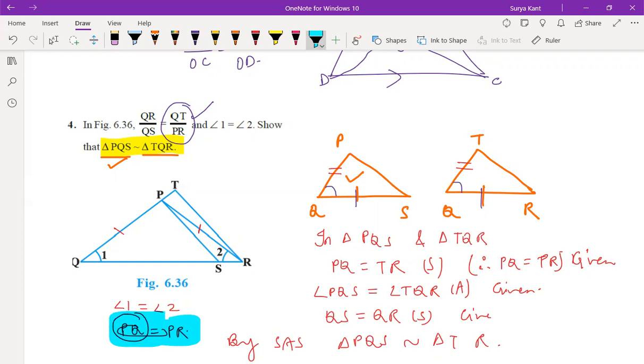If you can't think, you can't do this question. How this one is coming to be equal to this, that is most important in this question. Is it clear, Samarth? Same from the angles, read angle 1 and 2.